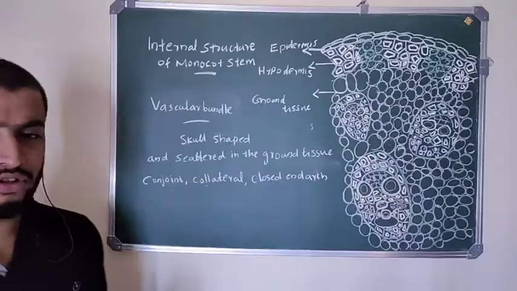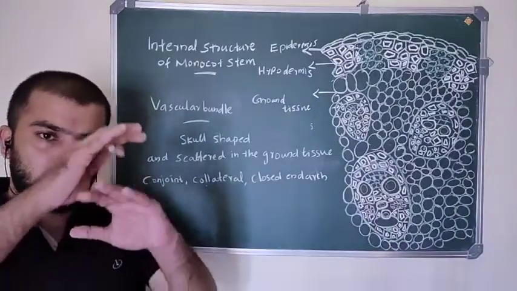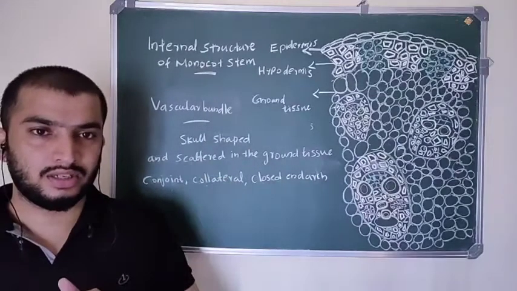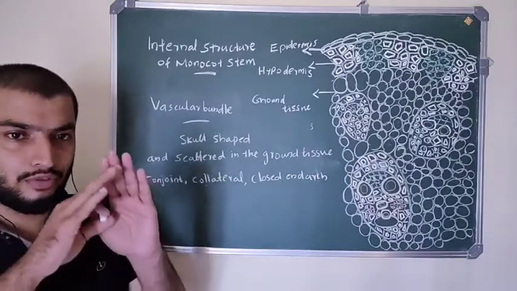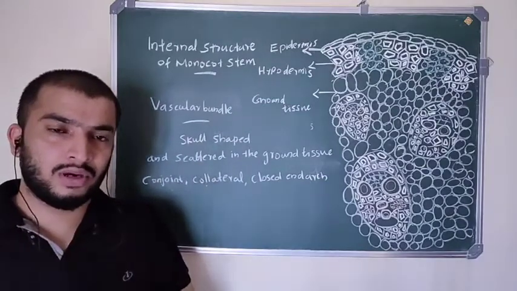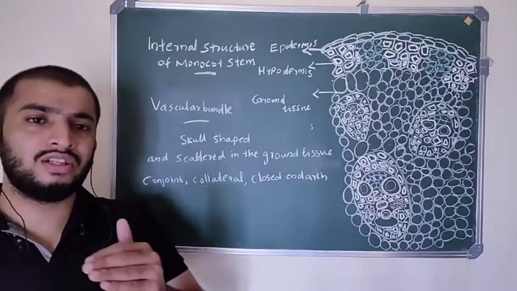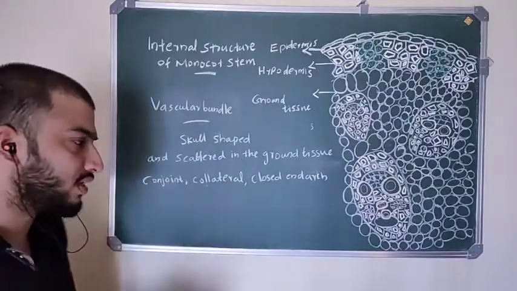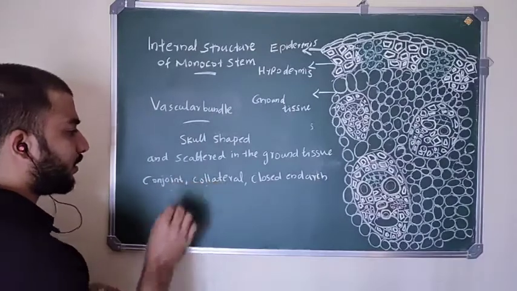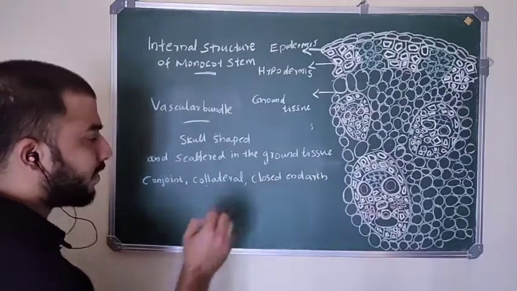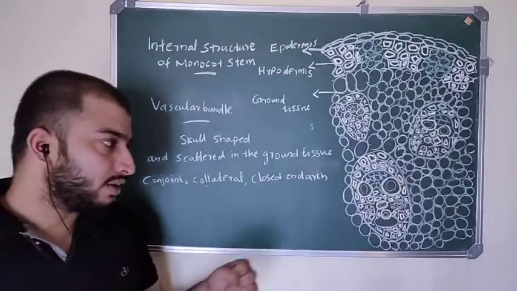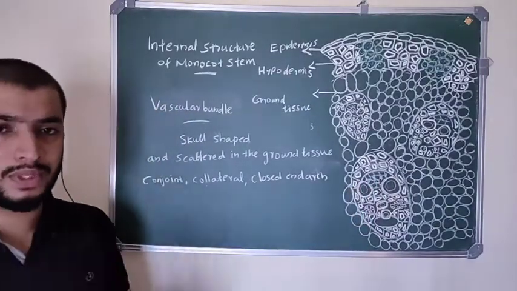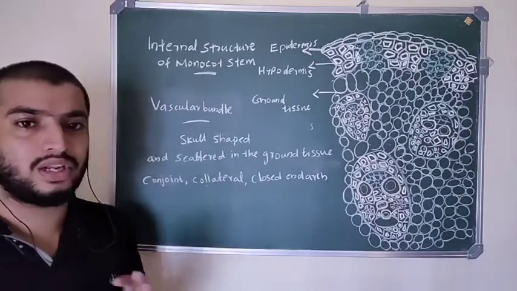What is meant by conjoined collateral? Xylem and phloem are in the same radius, with phloem on the outer side and xylem on the inner side. That is, if in a vascular bundle the phloem is arranged on the outer side and the xylem on the inner side, and they are in the same radius, then that vascular bundle is called conjoined collateral. What is meant by closed? In between this phloem and xylem, cambium is not present. So that vascular bundle is closed.